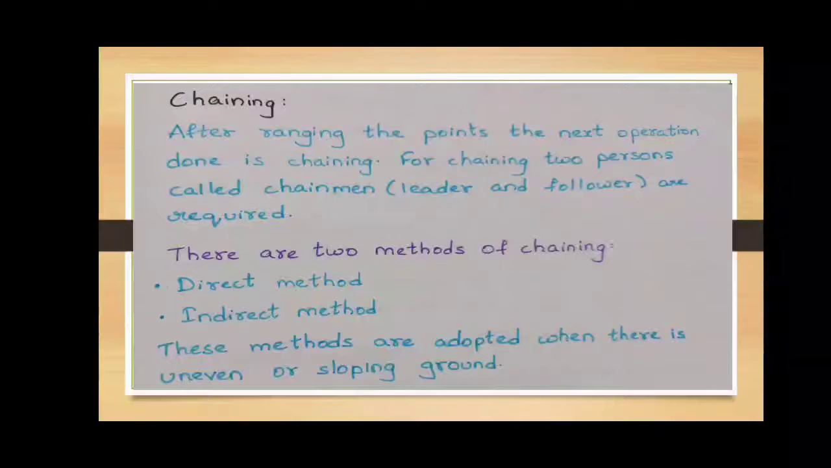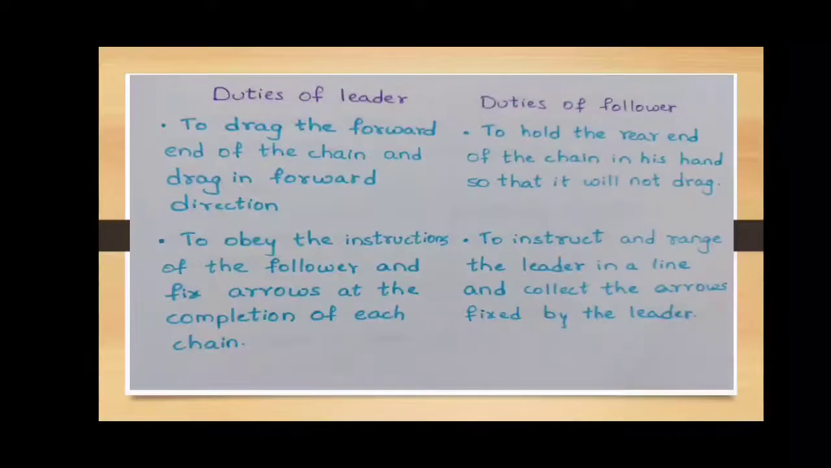Next, coming to chaining. There are two methods of chaining: direct method and indirect method. As we have discussed, a leader and follower are required in the chaining operation, so let's see the duties performed by them. Here, the leader holds the forward end of the chain, moves in the forward direction, and places the ranging rods in correct positions by following the instructions given by the follower. Here the follower holds the rear end of the chain.